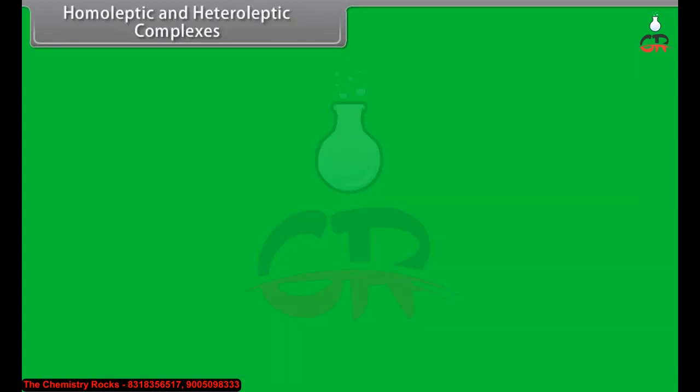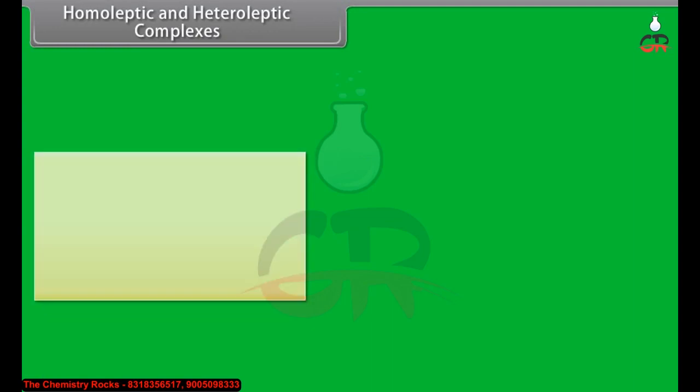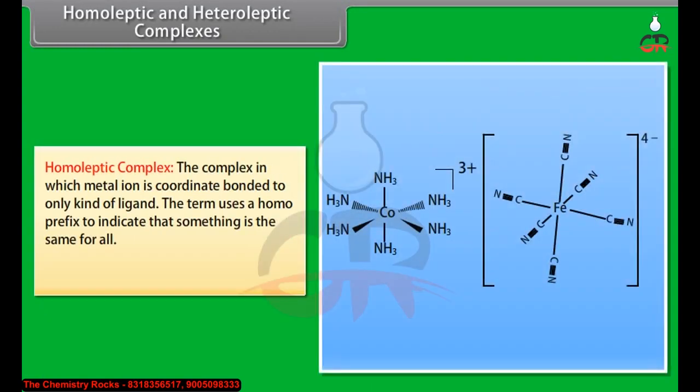Homoleptic and heteroleptic complexes. Homoleptic complex: the complex in which the metal ion is coordinate bonded to only one kind of ligand. The term uses the prefix homo to indicate that something is the same for all. For example, [Co(NH3)6]3+ and [Fe(CN)6]4-.